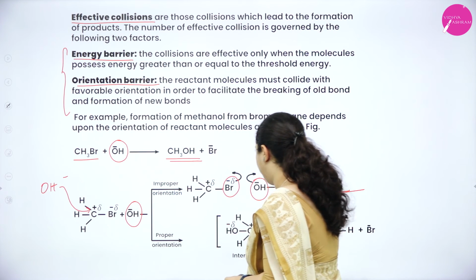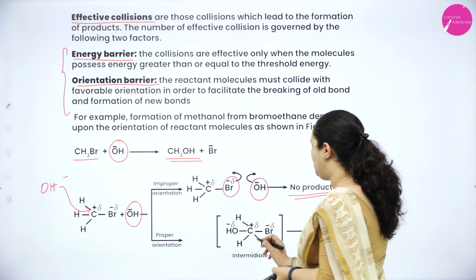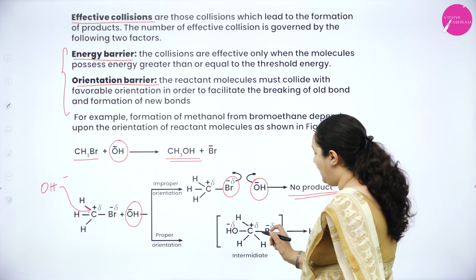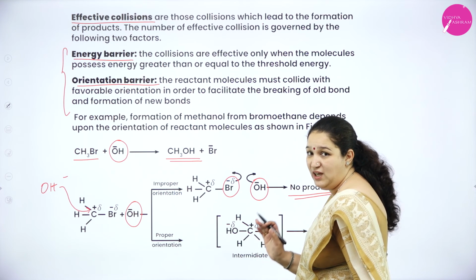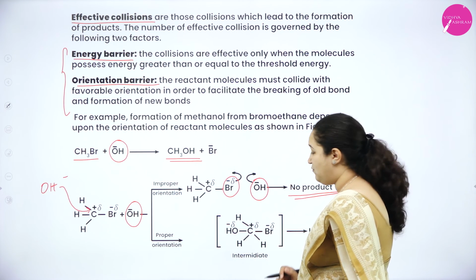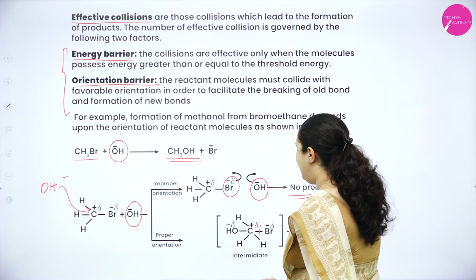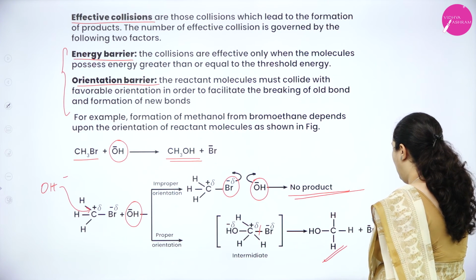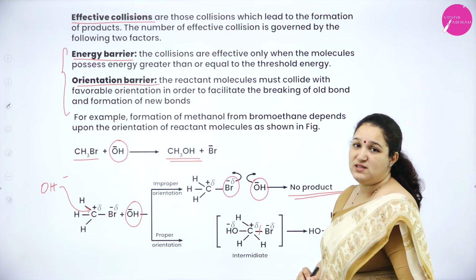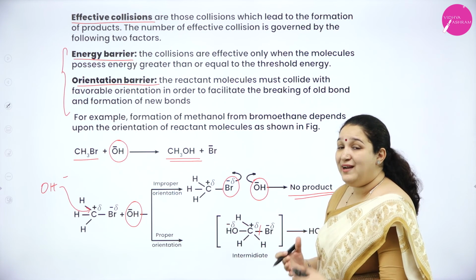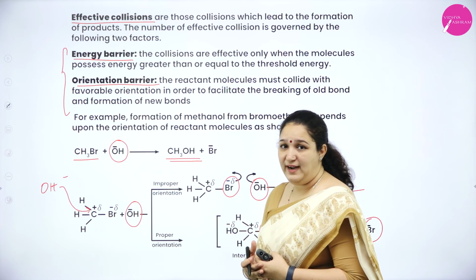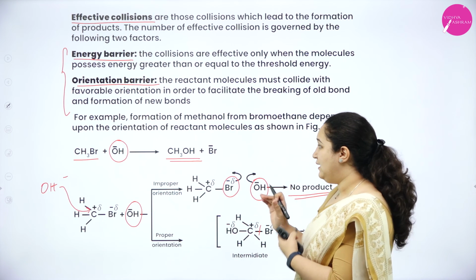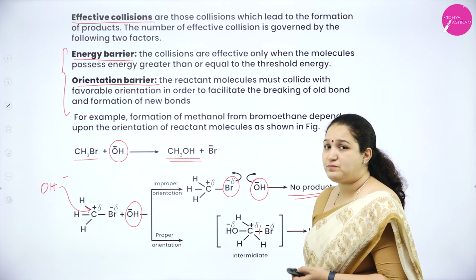Then it will form an intermediate in which you can see the carbon bromine bond is partially broken and the carbon and OH bond is partially formed. It's an intermediate which is formed. Further, the bond is completely broken and a new bond is formed with OH to form methanol, and Br minus is removed. So orientation is also a very important factor for formation of the product. I hope it is clear with this example.